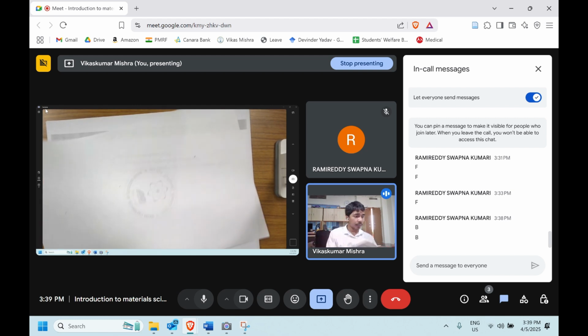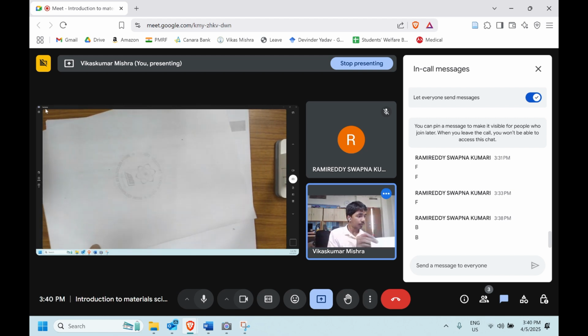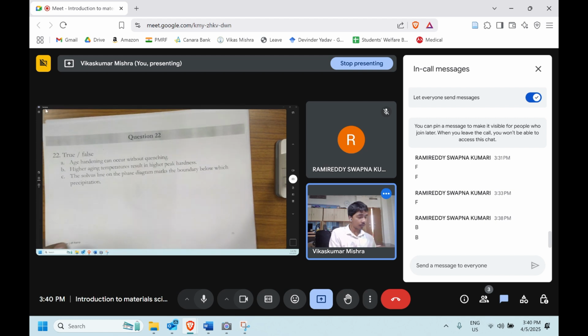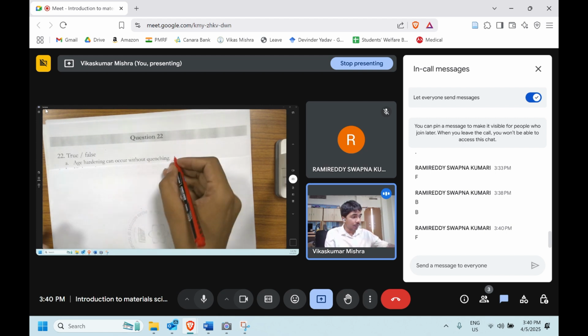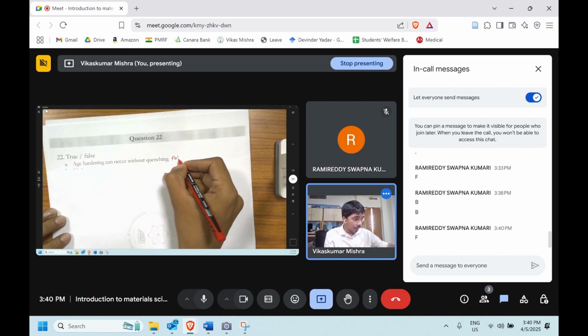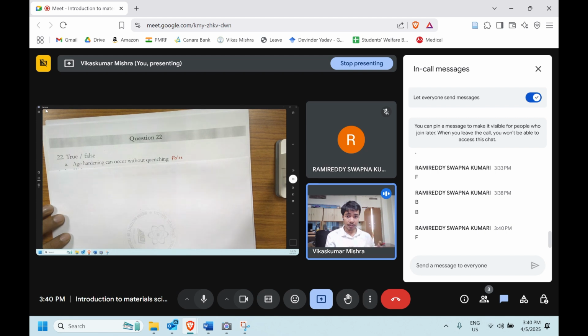Okay, let's move ahead to question number 22. Age hardening can occur without quenching. We don't need to quench to do the age hardening, is it? False. Very good. We do the quenching so that we get the supersaturated solid solution. Without that, we cannot get the precipitate.